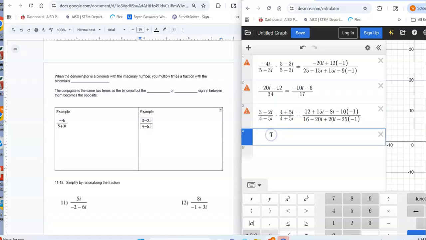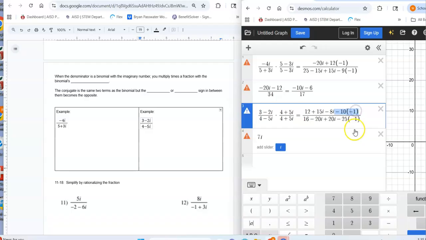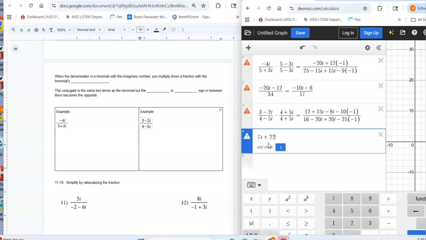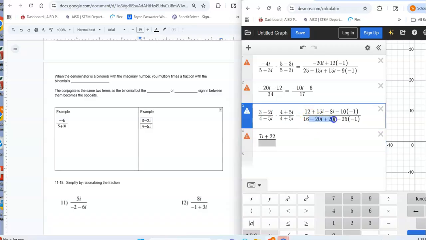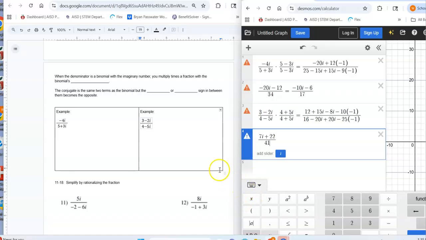Okay, so now let's simplify the top. First I'm going to deal with the i terms. 15 minus 8 is 7, so that is 7i. 12, all right, this becomes 10: negative 10 times negative 1 is 10. So 12 plus 10 is 22. And that's what the numerator becomes. On the bottom, notice we have negative 20i plus 20i, and that becomes 0. They're gone. So now we're left with 16, and this is positive 25. 16 plus 25 is 41. That would actually be the answer for this example.